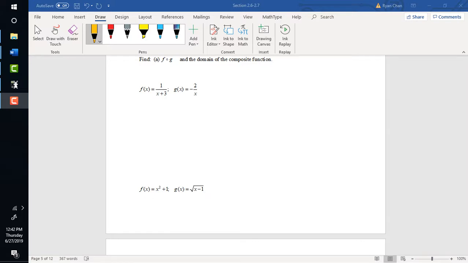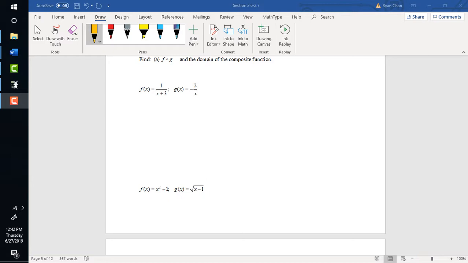Today we're going to continue on with section 2.6 with composite functions. In this video I'm going to show you how to do composite functions in terms of the actual mathematical components of the functions as opposed to values. In the next video, I'm going to talk about domains for composite functions. This video is probably the basis and the bulk of section 2.6, so this is probably the most important of the three.